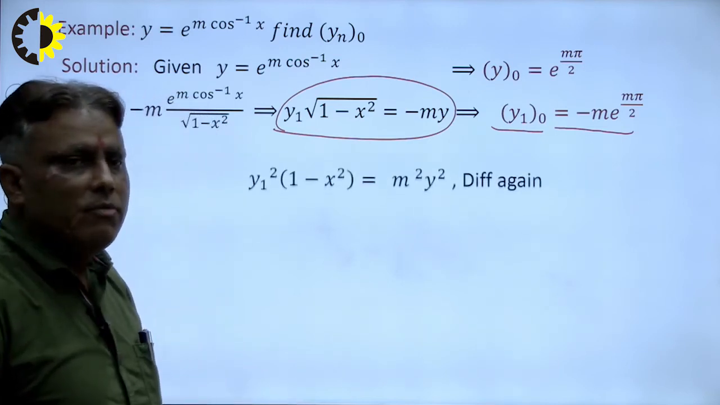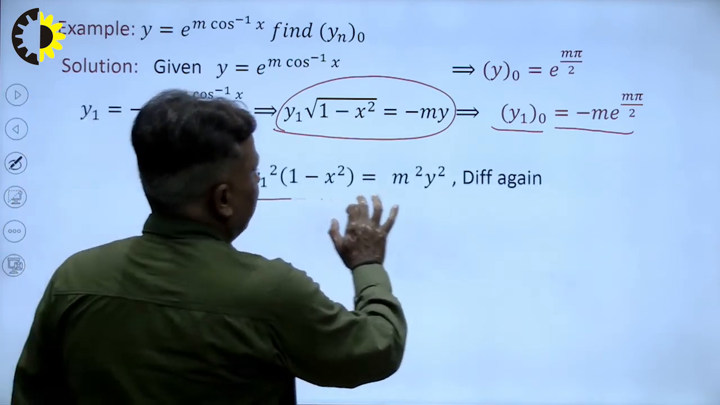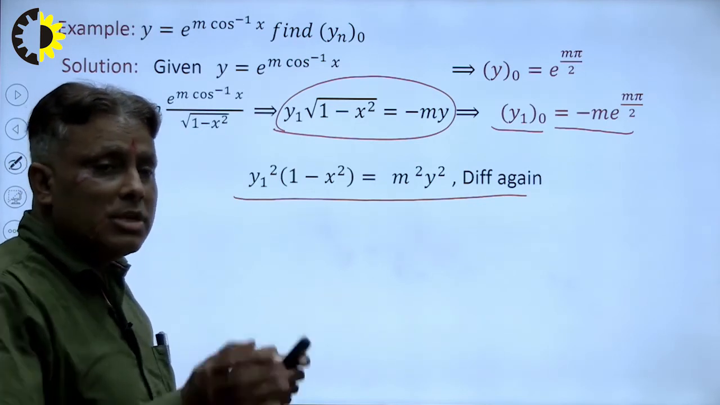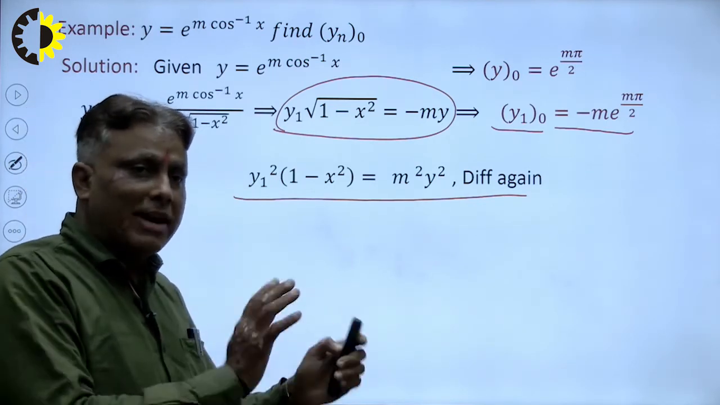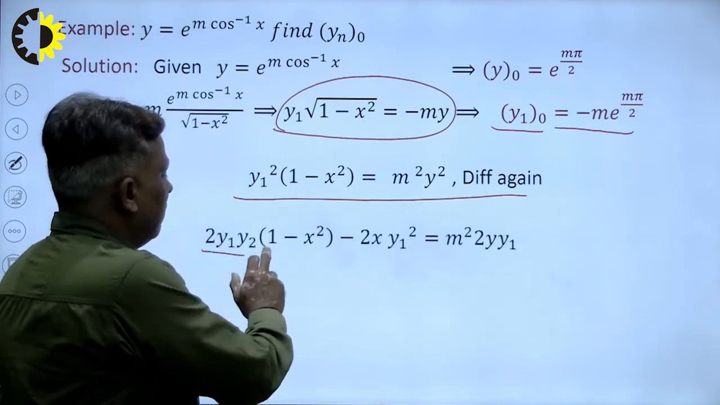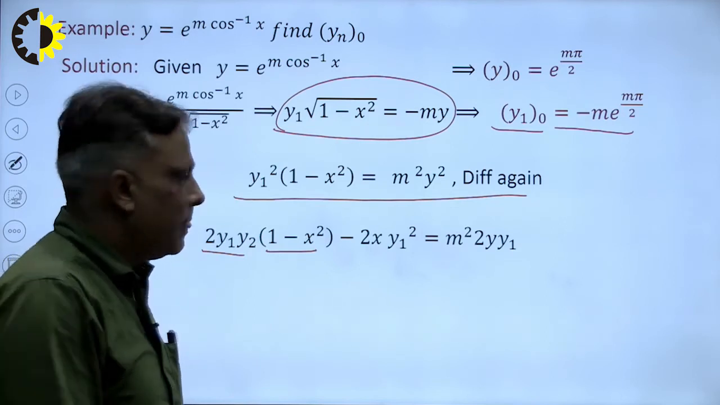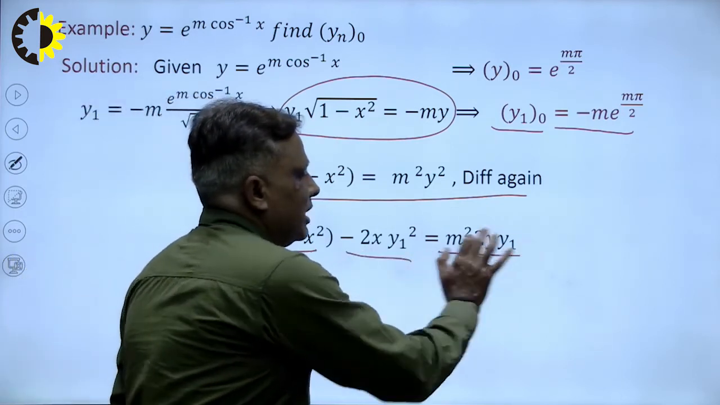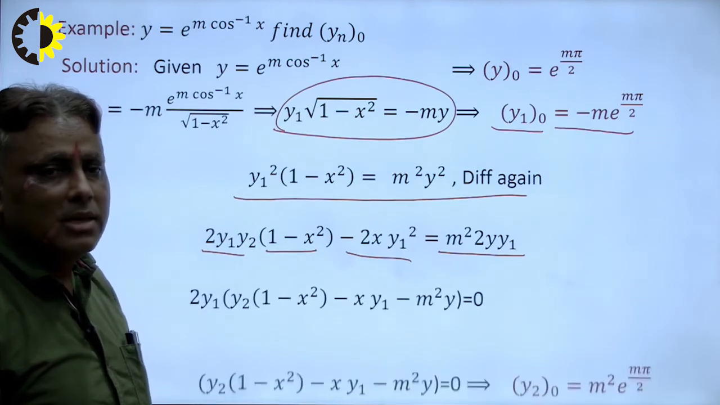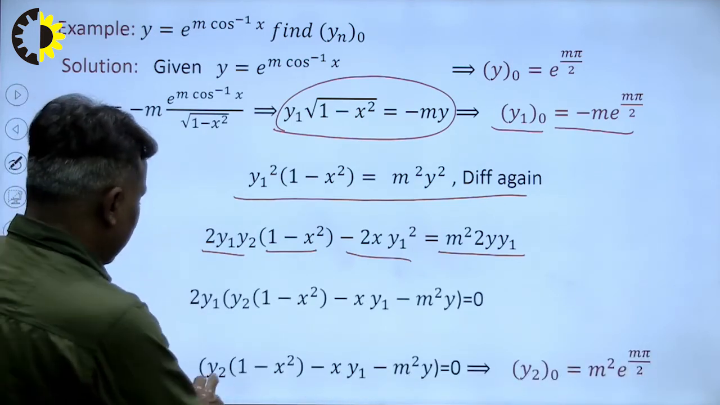In this way we find our y1 square. This is the way. Now differentiate again with respect to x. Why? Because our aim is to calculate first y1 and then y2 and then apply the Leibniz theorem. So in this way we find our result: 2y1 y2 (1 minus x square) minus 2x y1 square equals m square 2 y1 y1, right. So taking common the 2y1 part, what will be the new result? So the result will be this here.